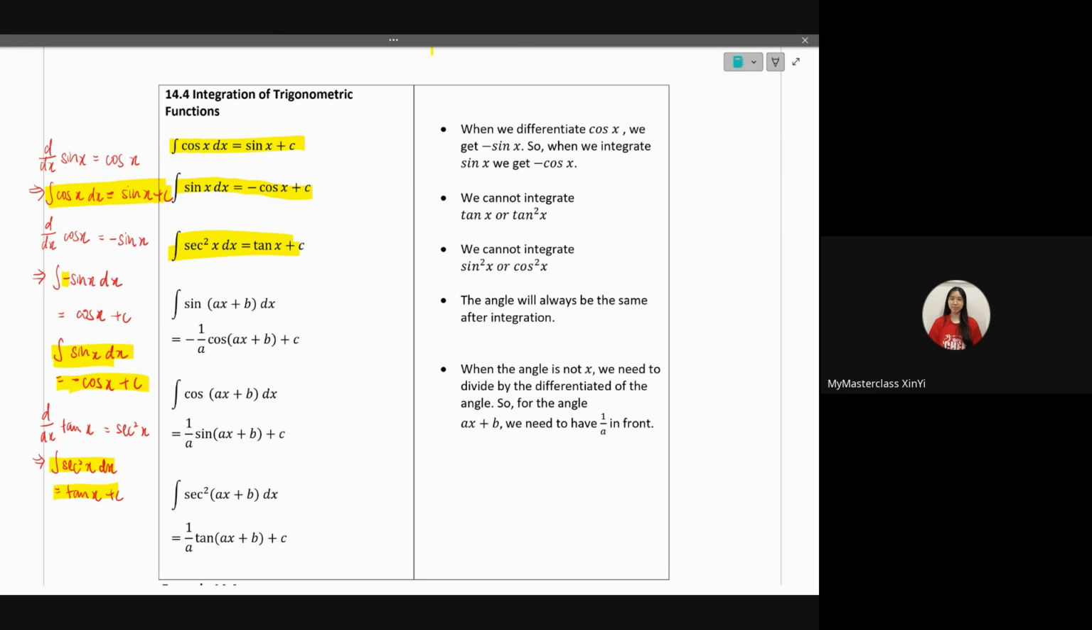So how about integration of tangent x or tangent square x? We cannot use any reverse of differentiation for this. There are no so-called rules for integrating tangent x and tangent square x, but it is not impossible to integrate tangent square x, or even sine square and cosine square x, because we can use our Trigo identities to help us integrate these functions. We can, but we will need to use Trigo identities.